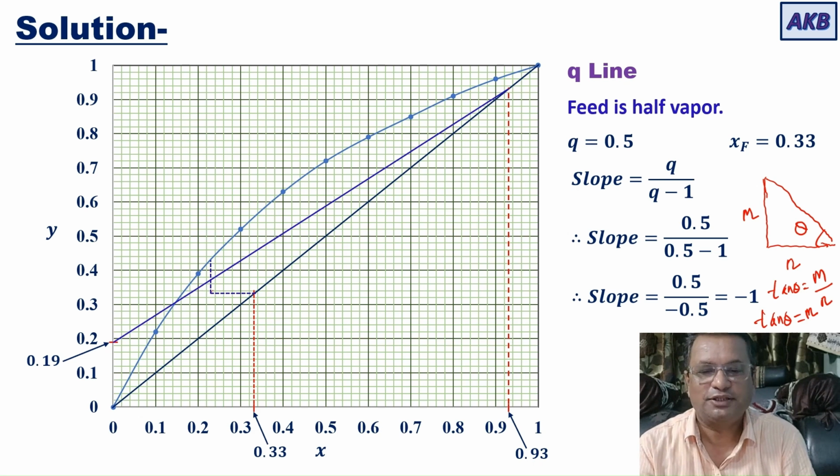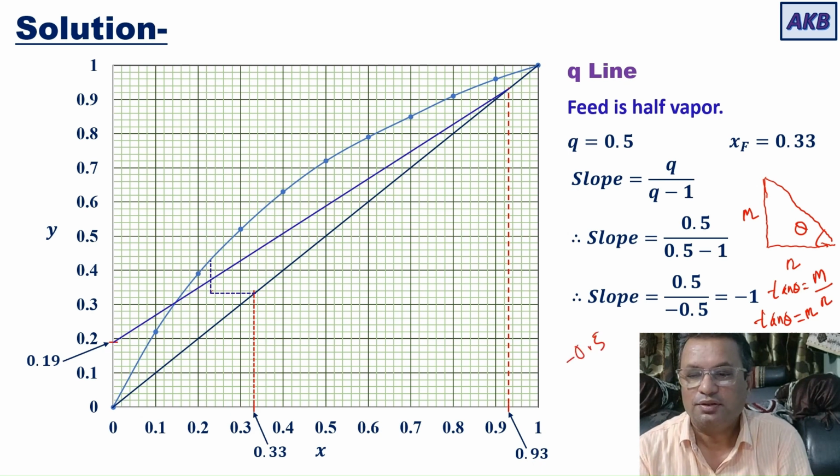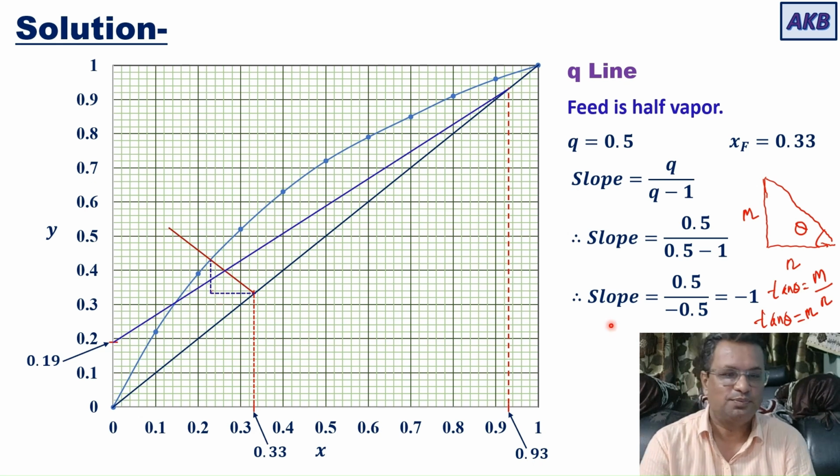If, for example, the slope was minus 0.5, the vertical distance that you have to cover would be 0.5 unit. Are you understanding it? In this case, slope is minus 1, so I'm covering a distance of 1 unit in the vertical direction. By doing that, I'm getting this point. Now the Q line of slope minus 1 will be passing through this point and this point. And that will be the Q line.